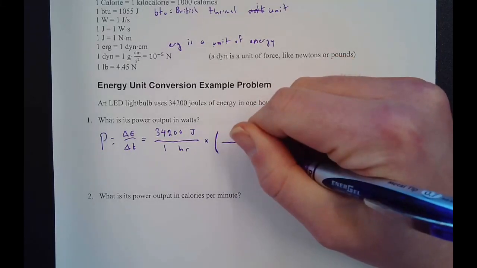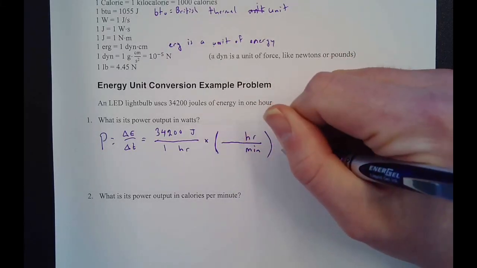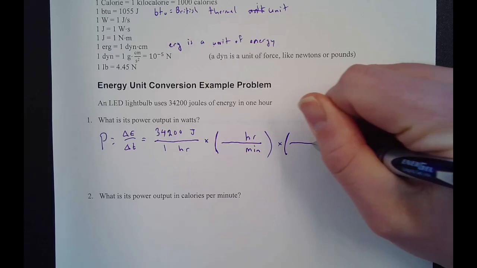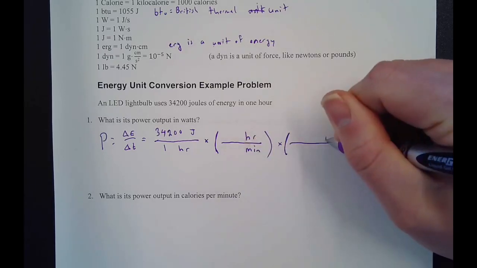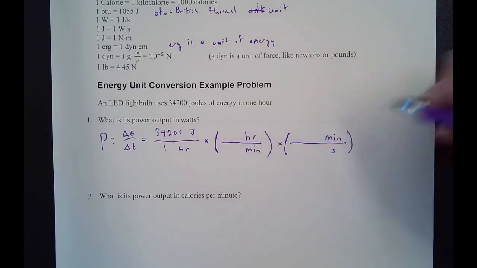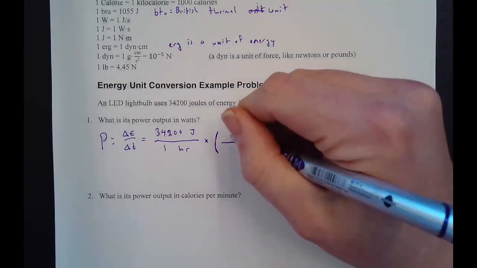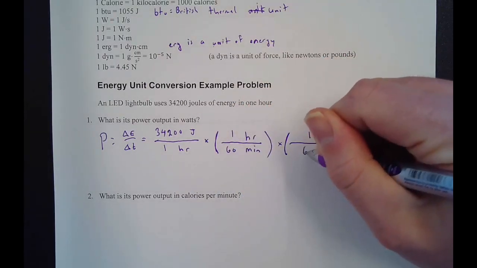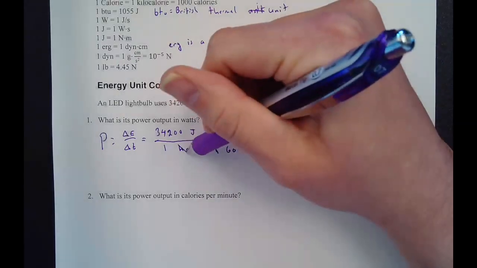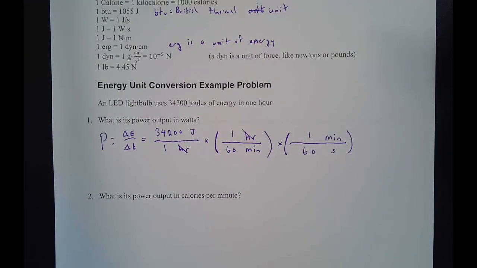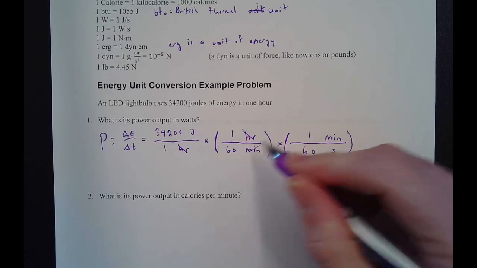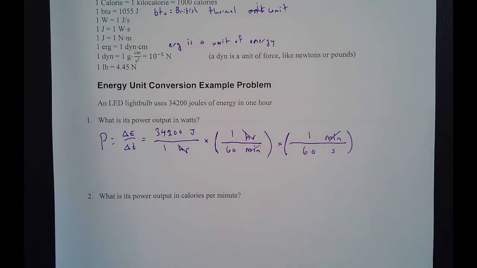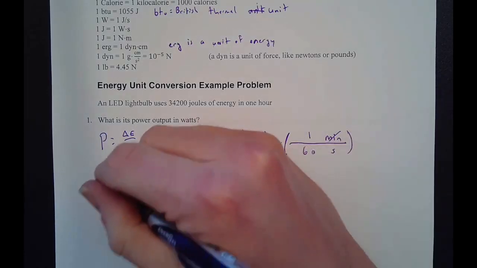And I don't know hours to seconds, but I do know hours to minutes. And I want to cancel that minute, so I'll put 1 in the denominator here and replace it with the seconds. I know that in 1 hour there are 60 minutes, and in 1 minute there are 60 seconds, and I know this hour in the denominator will cancel with that hour in the numerator, and this minute in the denominator will cancel with that minute in the numerator, so I'll be left with joules per second, which is the same thing as a watt in the end.